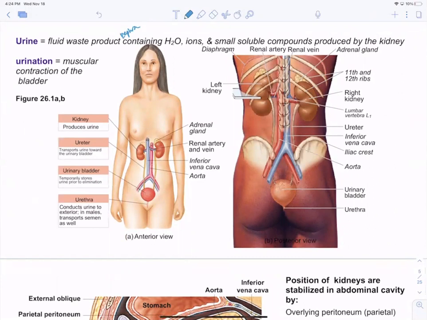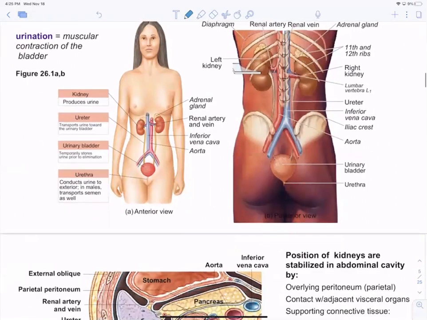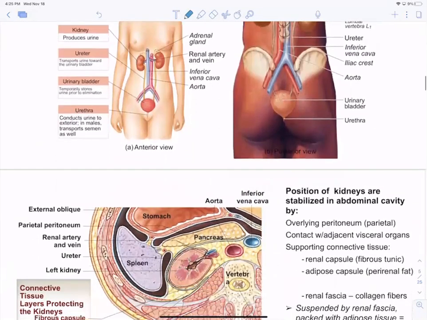It will contain water, ions, small soluble compounds, things that are not organic to your body, medications, whatever. It will get rid of it. Urination is actually the muscular contraction of the bladder and the release of the urine through the urethra and out the external sphincter of the urethra.